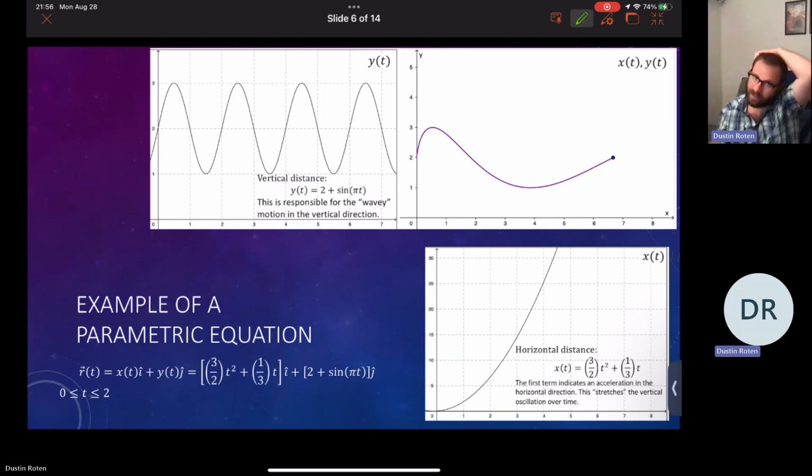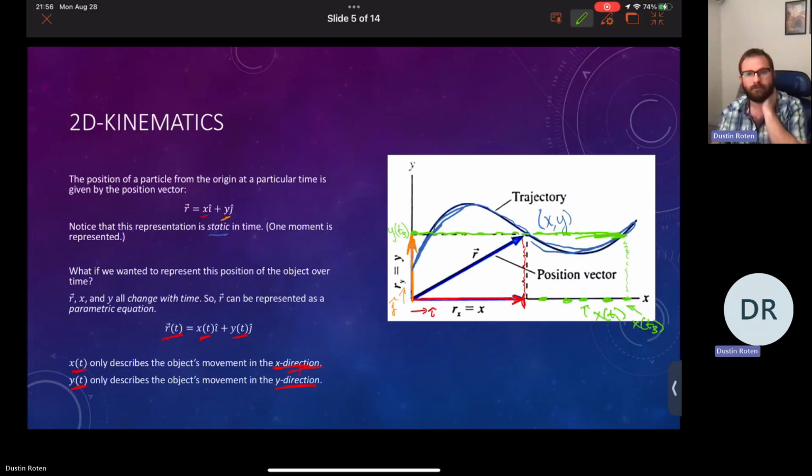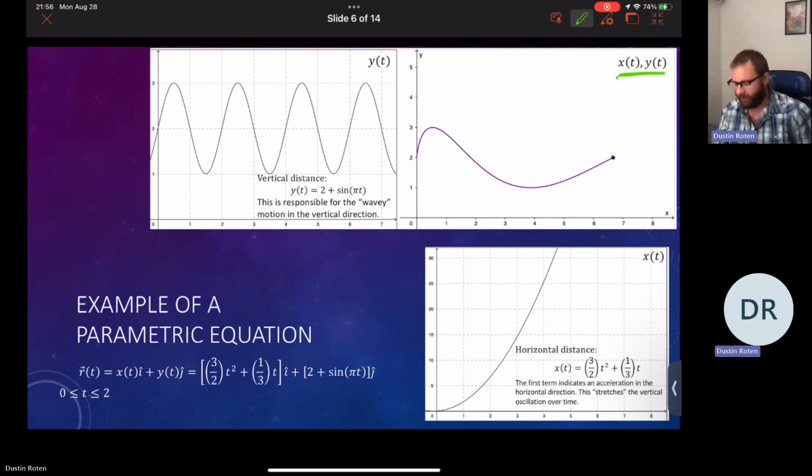So let's take a look at this example. Notice the trajectory, which is up here, and we have x of t and y of t. It looks kind of similar to the previous example, but I've modified it just a little bit.